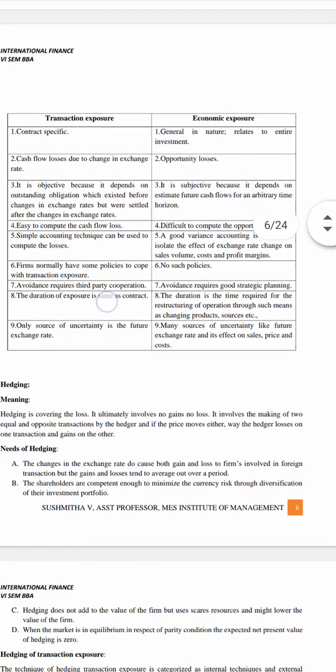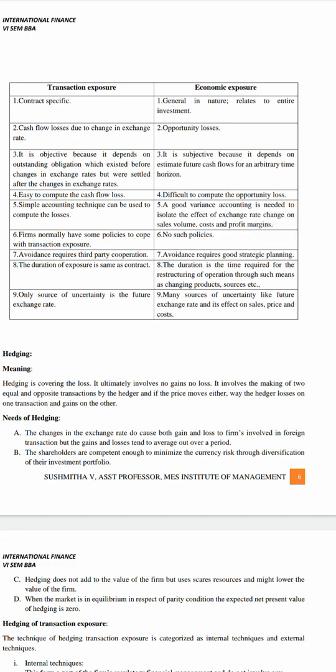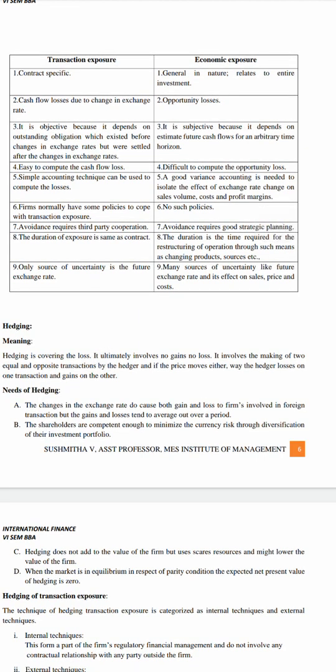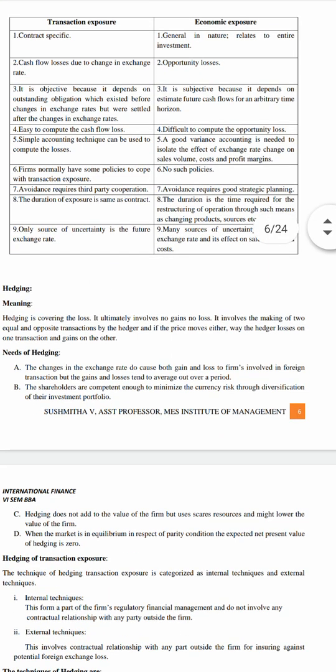Next, we have the differentiation between transaction exposure and economic exposure. As I've already told you, transaction exposure would always be contract specific, and economic exposure would always relate to the entire investment. Usually under transaction exposure, the losses are because of the exchange rate, whereas under economic exposure you would always anticipate investment opportunities, isn't it? So when you are anticipating all these investment opportunities, you are exposed to economic exposure. So basically transaction exposure is due to exchange rate, economic exposure would be opportunity losses. And we have more differentiation; I hope you can also read by yourself.